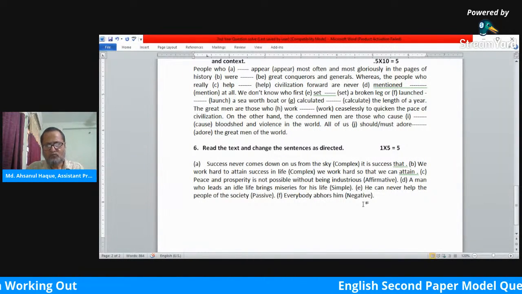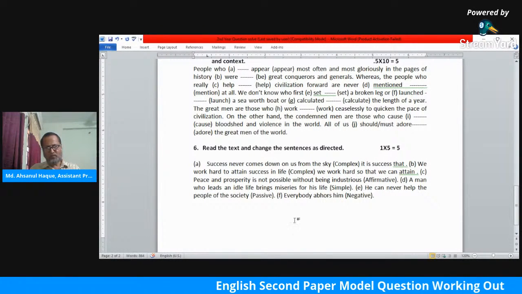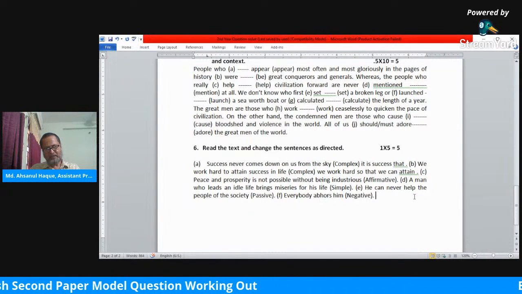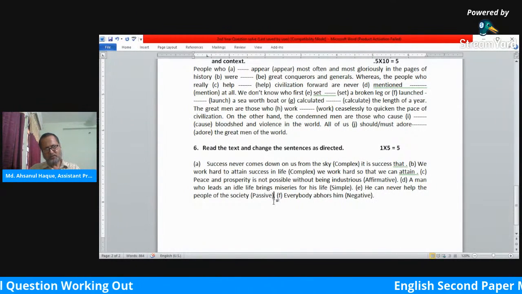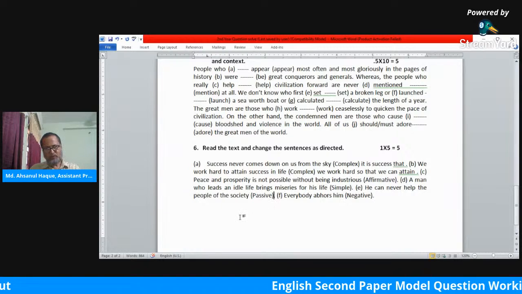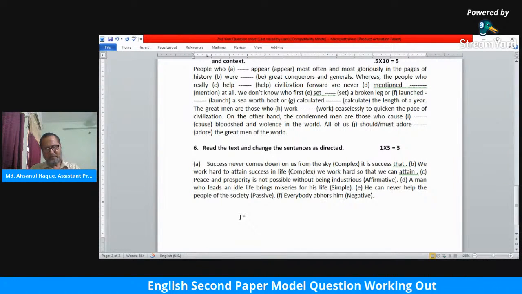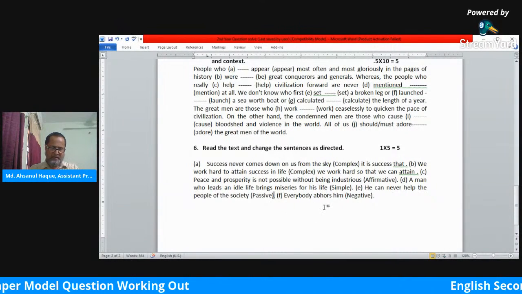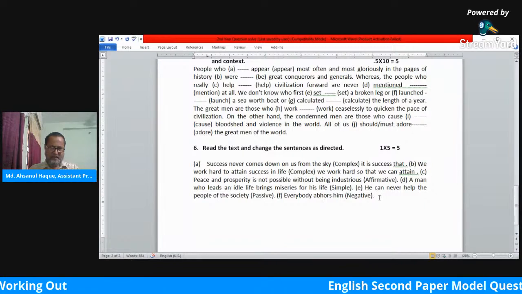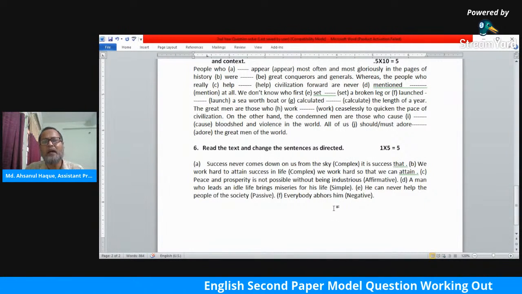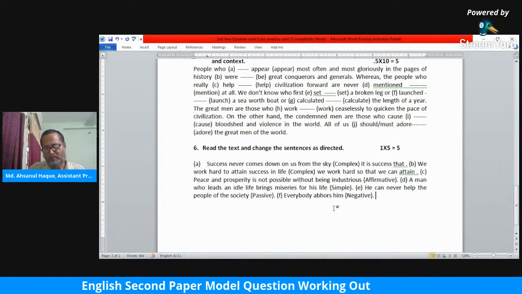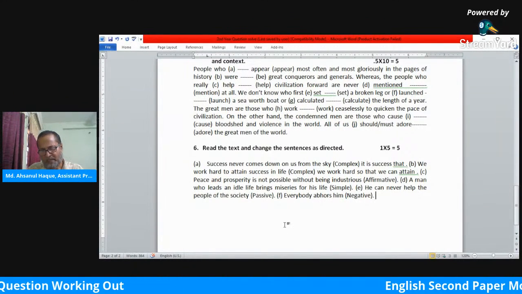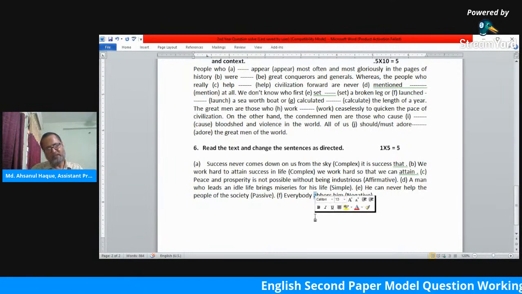Number E, he can never help the people of the society. So it should be passive voice. The people of the society can never be helped by him. Everybody abhors him, negative. There is nobody but abhors him. There is nobody who does not abhor him. So this is the answer.